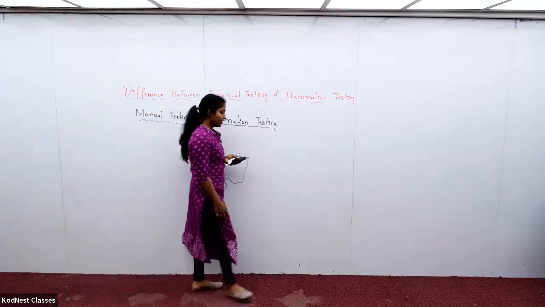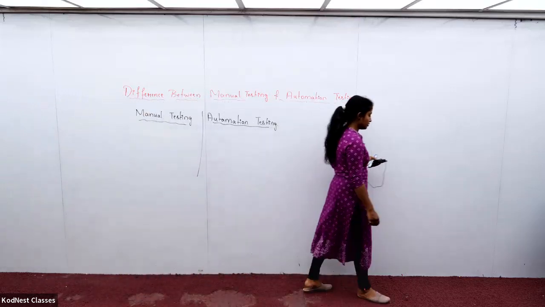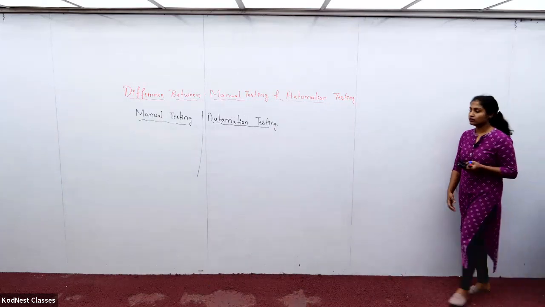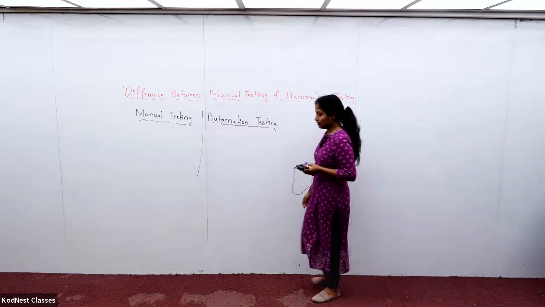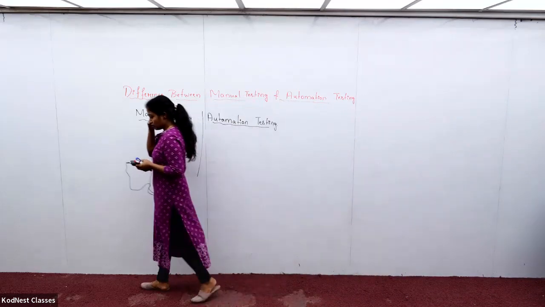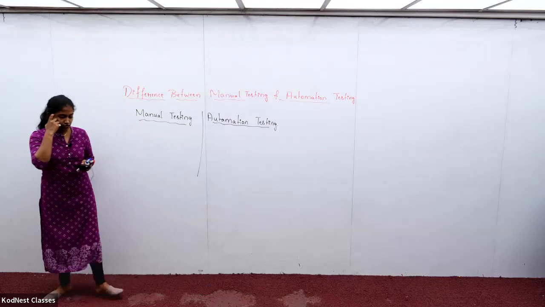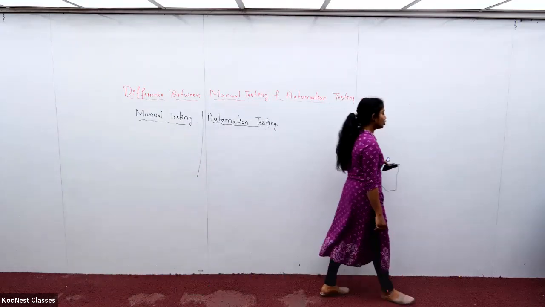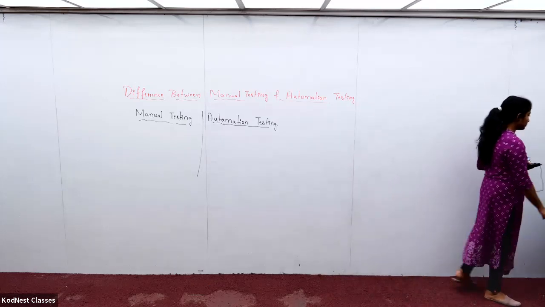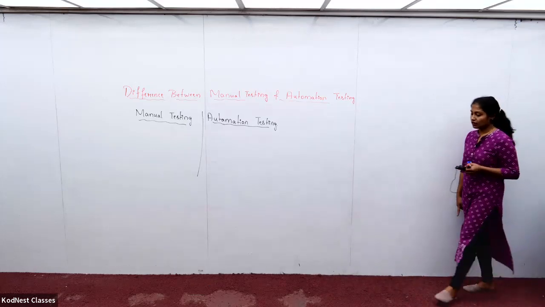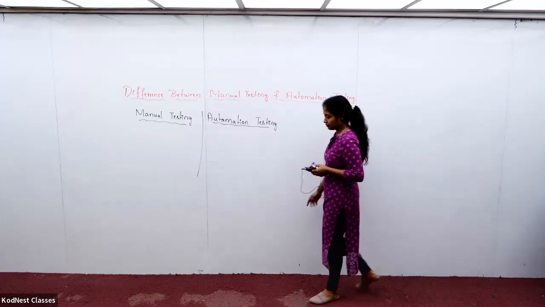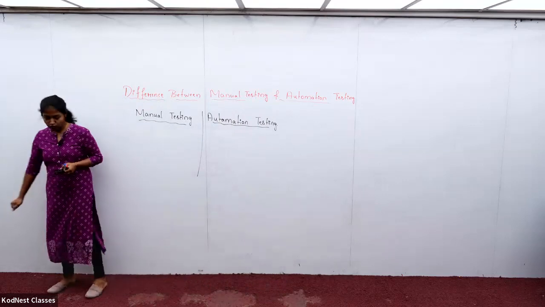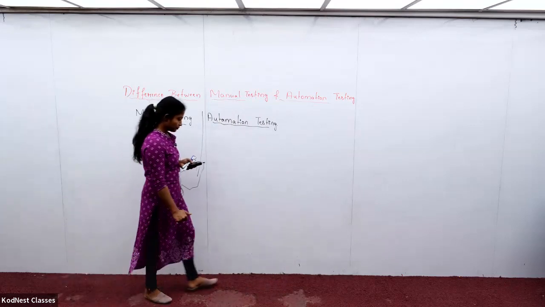Third point under manual testing: less accurate. And the third point under automation testing: more accurate compared to manual testing.